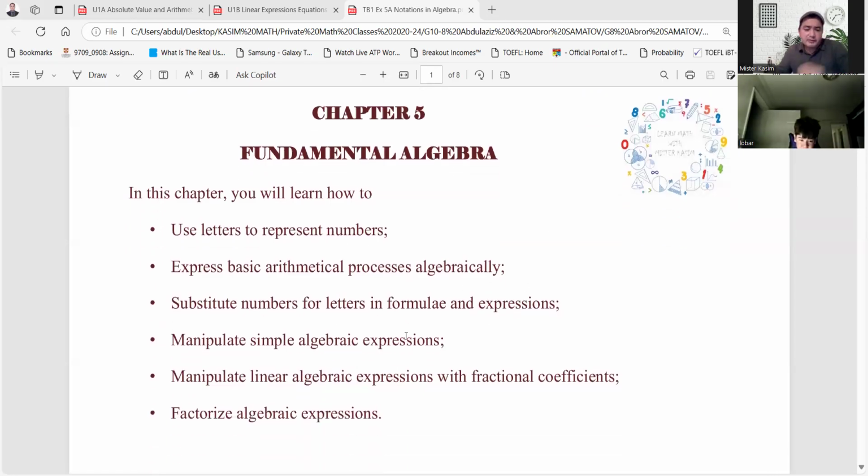First, what are we going to learn here? Can you read it? In this chapter, you will learn how to what? Abror, read it. Can you see my screen? Yes. Use letters to represent numbers. Express basic arithmetical processes algebraically.